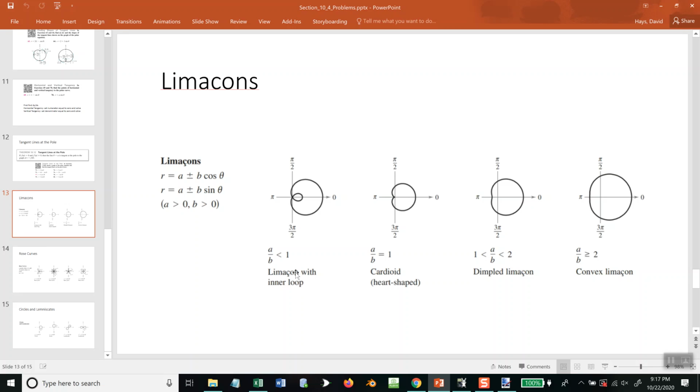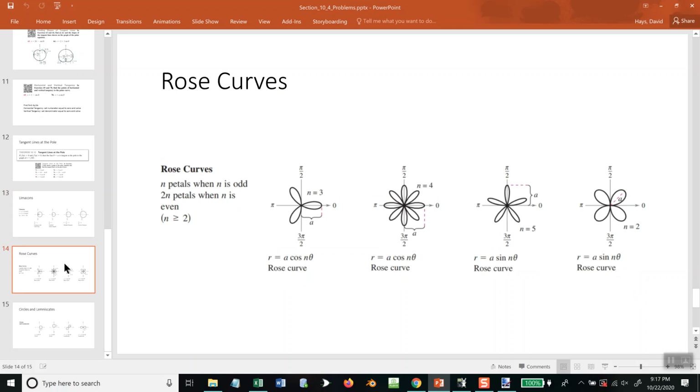That's called a limacon, if I'm saying that right, with the inner loop. Cardioid is the heart-shaped, and I think a cardioid but rotated was what we saw. Dimpled limacon, interesting. Not every book has that one. Convex limacon. If you're graphing them by hand, knowing generally what it looks like really helps you on these problems.